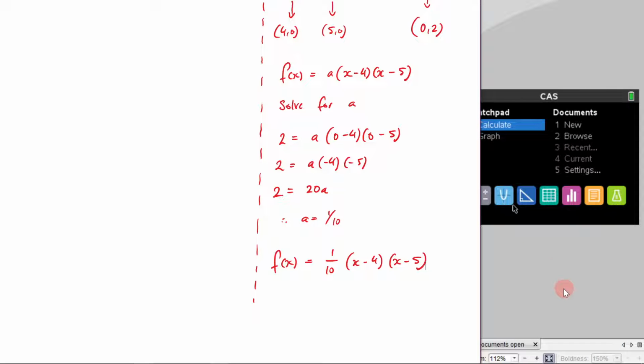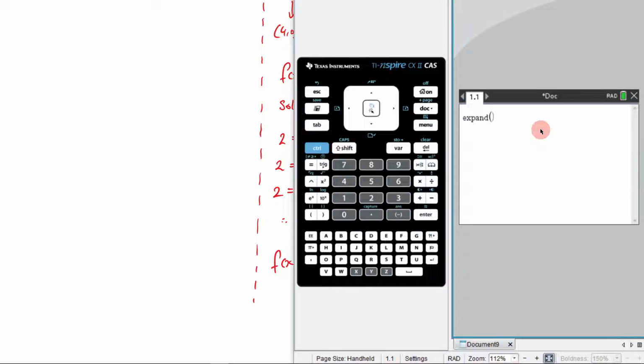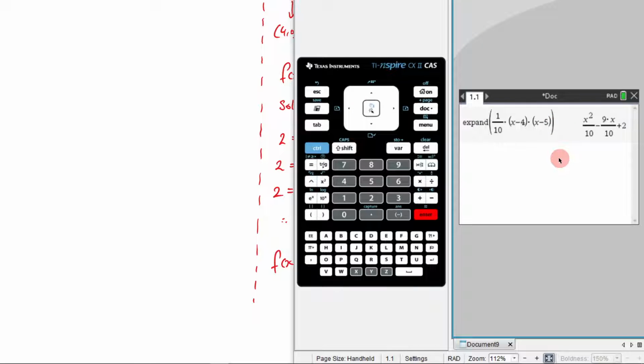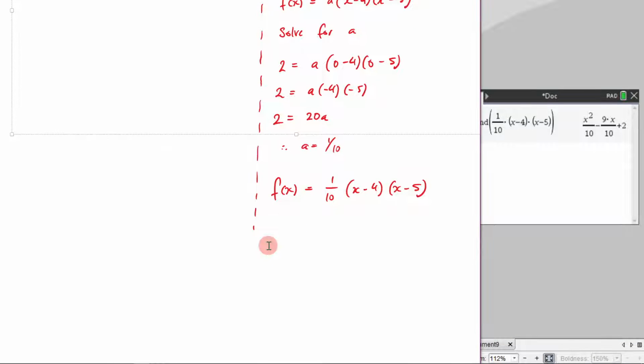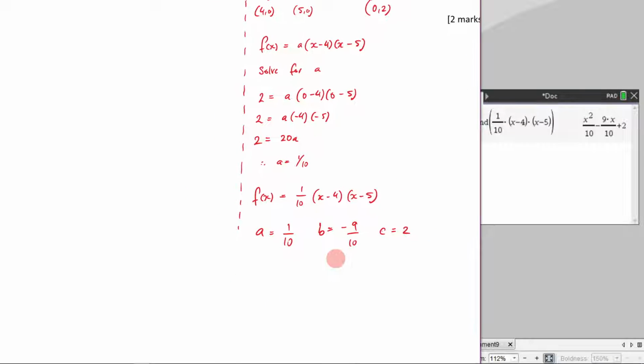So if we come over here, I would have to go menu, algebra, expand, and then go, all right, I have 1 on 10, brackets x minus 4, close brackets, x minus 5, then close those brackets again. That all looks correct. Let's just double check that. Good. We're just expanding that out, and that's what we're going to be left with. So that means I'm going to be left with a is equal to 1 on 10, b is going to be equal to negative 9 on 10, and c is equal to 2. That is one way of answering this question.